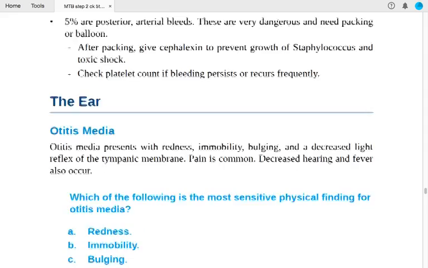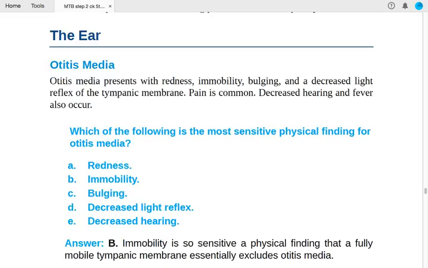The ear, first we're having this otitis media. Otitis media presents with redness, immobility, bulging, and a decreased light reflex of the tympanic membrane. So especially in case of otitis media, you will see the involvement of the tympanic membrane that will be immobile, red and bulging. Pain is common. Decreased hearing and fever also occur.